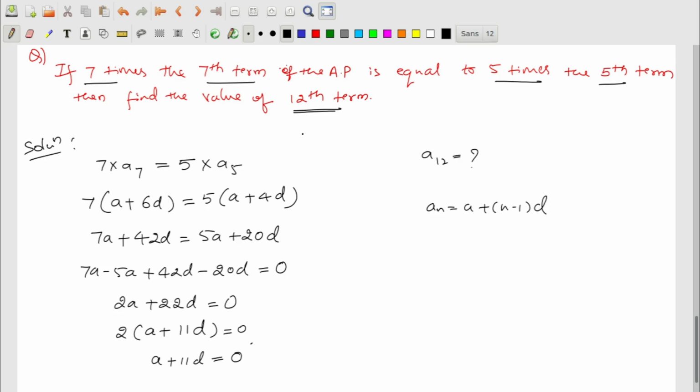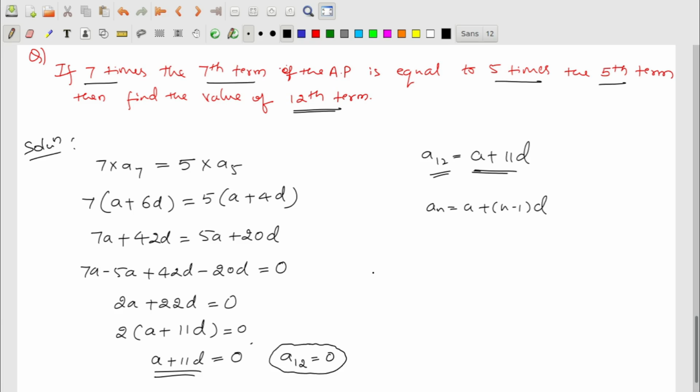So fine, back to the question. Find the 12th term of the AP. What is a12? If you put it in the an formula, you will get a plus 11d, right? So a12 or a plus 11d, both are the same. What we got here is a plus 11d is equal to 0. And what is a plus 11d? That is your 12th term, right? So the 12th term of the AP will be 0.